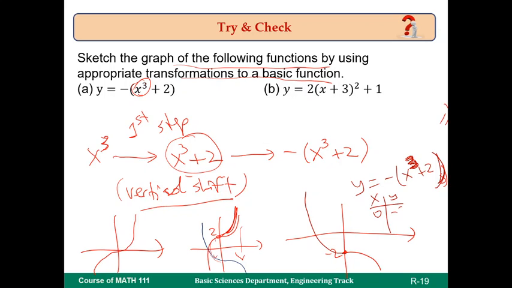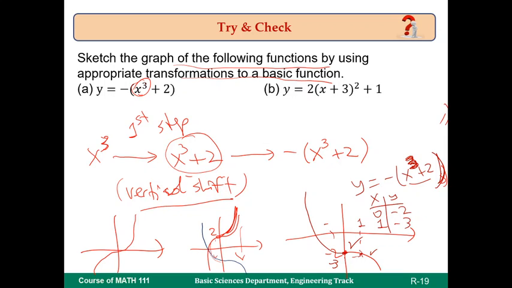Put 0, you get -2. Is it so? Yes, it's -2. It's okay. And what about 1? If you put 1 here, it will get -3. If it is 1, then you get a lower value. It's okay. It looks good.